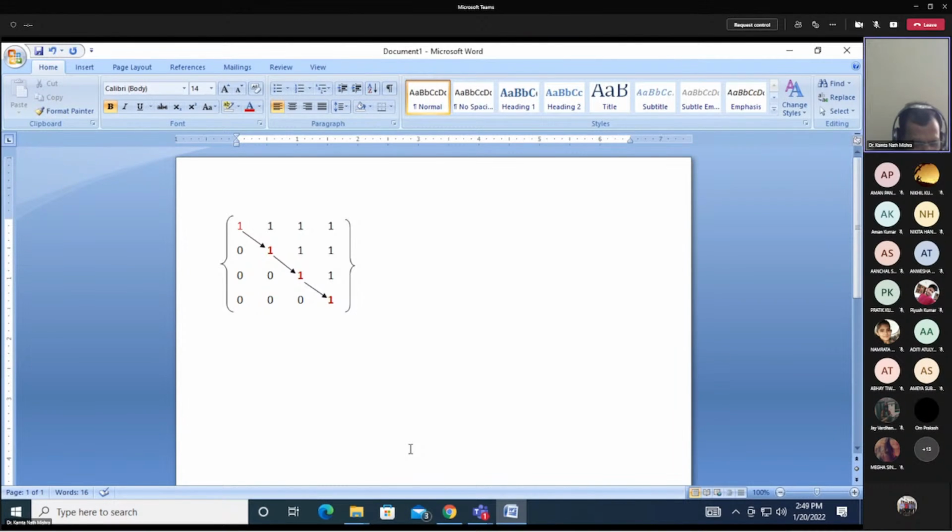What is the size of the matrix? 4 cross 4 matrix. So in a 4 cross 4 matrix, n will be equal to how much? Sir, n will be 4. So if n is 4 means this is a 4 cross 4 matrix. If n is 3 means this is a 3 cross 3 matrix.